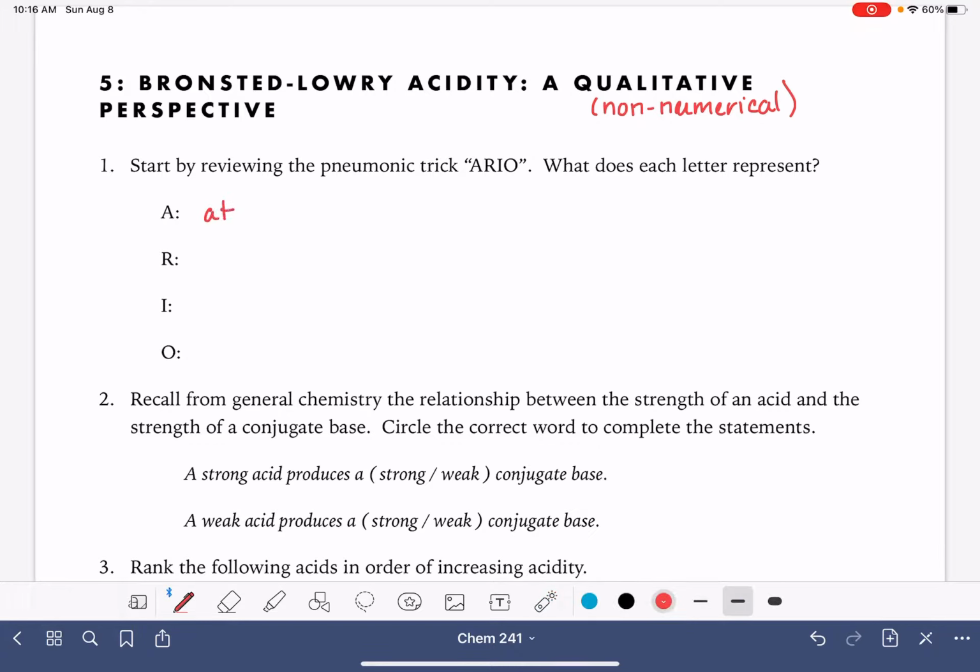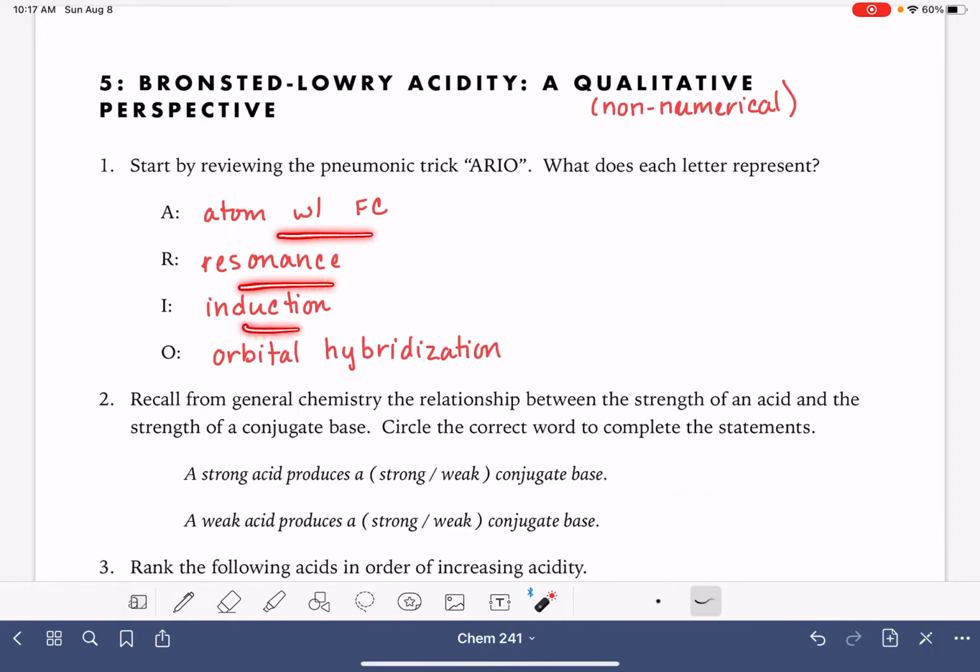A stands for the atom with the formal charge. R stands for resonance, the more the better. I stands for induction. And O stands for orbital hybridization. And on this particular worksheet, I'm not going to be going over exactly what is meant by each one of these different criteria. If you're not familiar with what this represents, then just go backwards a couple of videos where I explain it in detail. In this video, we're going to be actually applying ARIO.